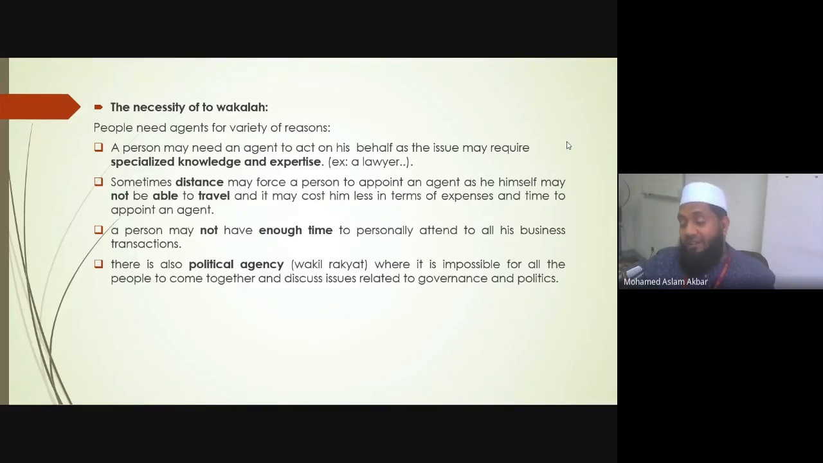Also, we have another one, Wakil Rayat. I think you know this, the political agency. For example, we are representing the entire country, but every one of us cannot go to the parliament because the parliament will not be big enough for everybody to come. So what we are doing is choosing a representative from every single part of this country, from your region. You have certain places, for example, this is your taman, this is your negeri, and this is your bandar. There are so many. So we choose our representative by voting, electing him or her, and then we send them to parliament so that they can discuss our issues related to governance and politics.